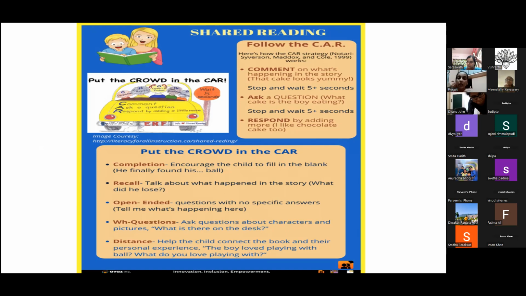Okay. You ask what was on the desk. Again, ball. Yeah. Okay. Now you talk about distance. Can you connect some part of that story with the child? So this would require a little more understanding. So first start with the car and then put the crowd in the car. So can you have a little more?